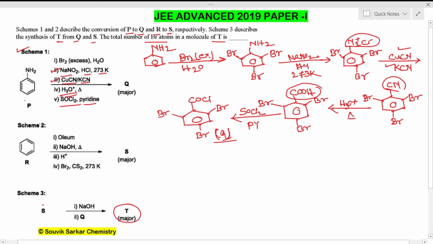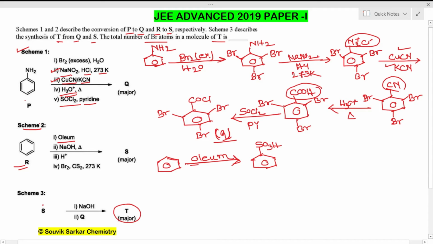Now coming to the next scheme, that is R. We have benzene, and it is reacting with oleum. This is a common reagent. Whenever we treat benzene with oleum or concentrated sulfuric acid, it is used for sulfonation. So it will form SO3H, the sulfonic acid. This is a common reaction.